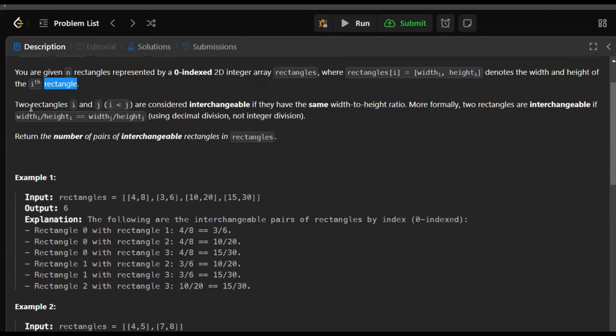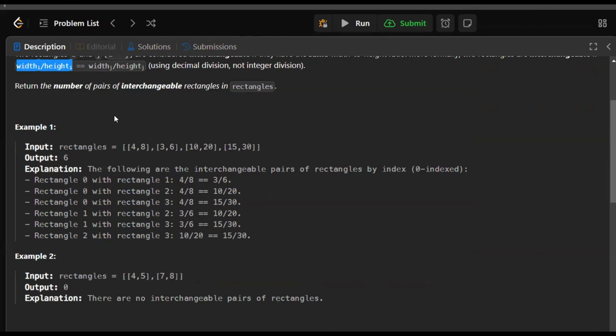Now two rectangles i and j are considered interchangeable if they have the same width to height ratio. That means more formally, two rectangles are interchangeable if the width by height ratio of both of them is equal. That means width divided by height of the first rectangle is equal to the width divided by height of the second rectangle. So now we have to return the number of pairs of interchangeable rectangles in the given input.